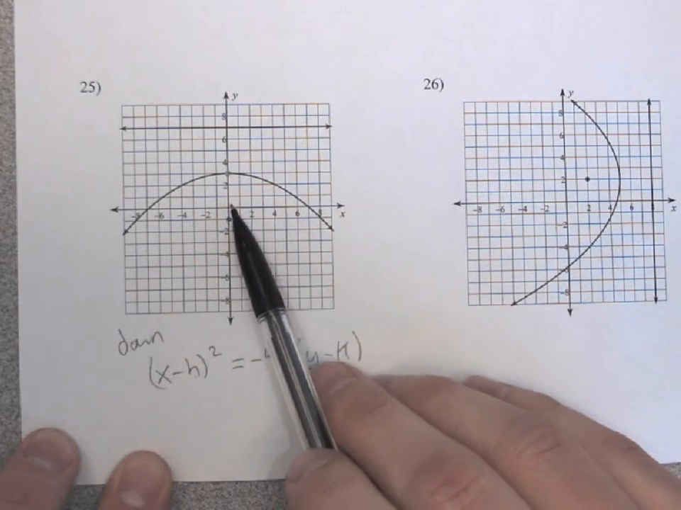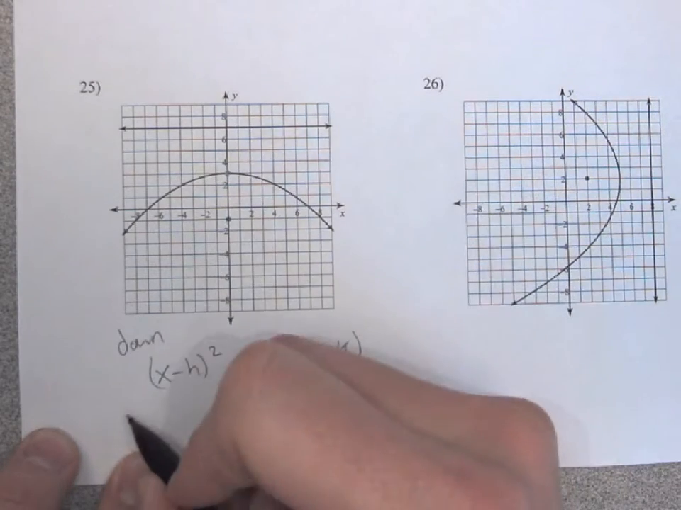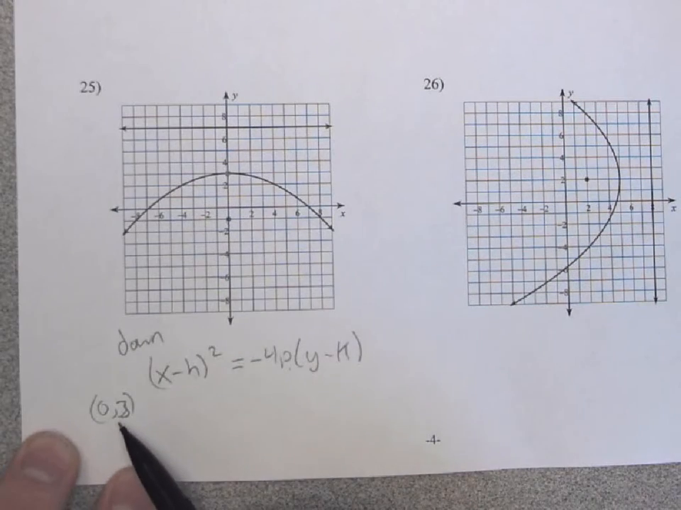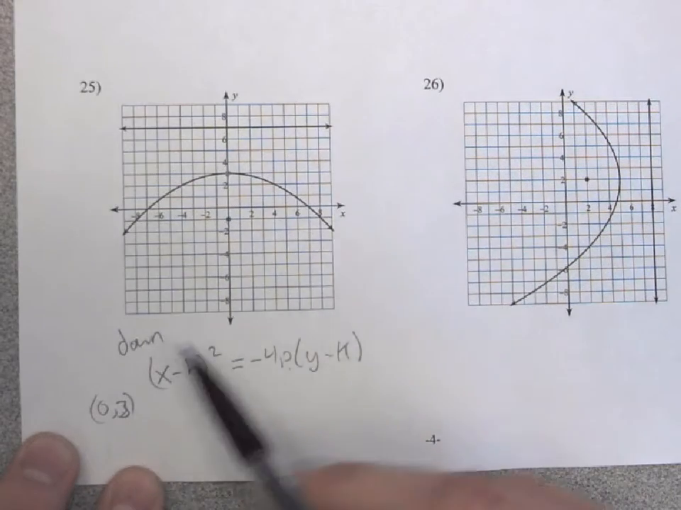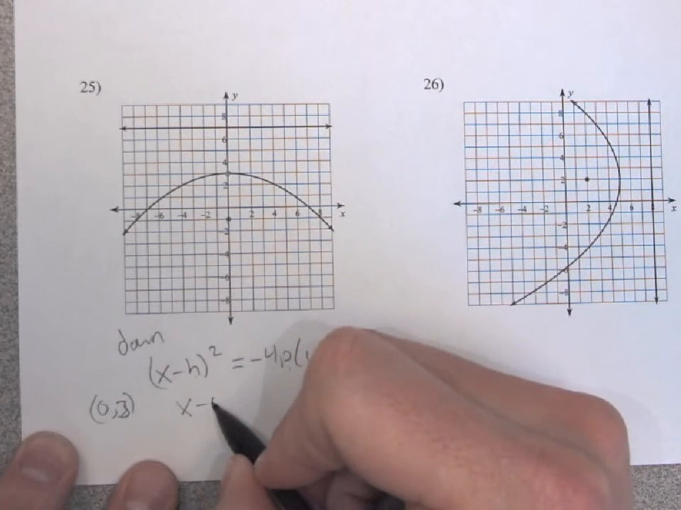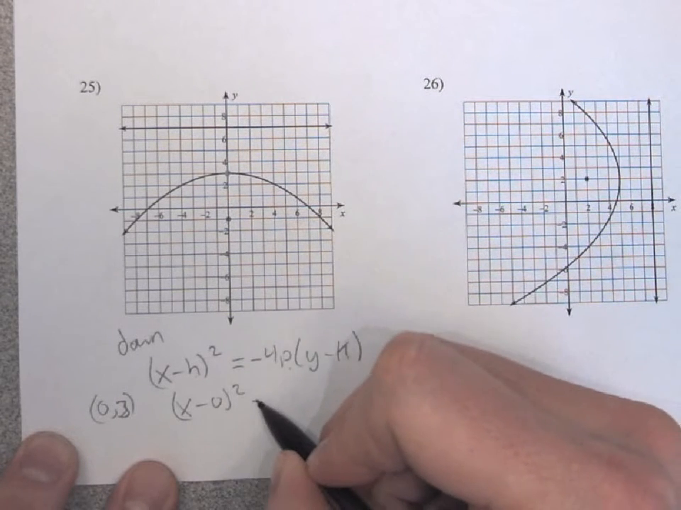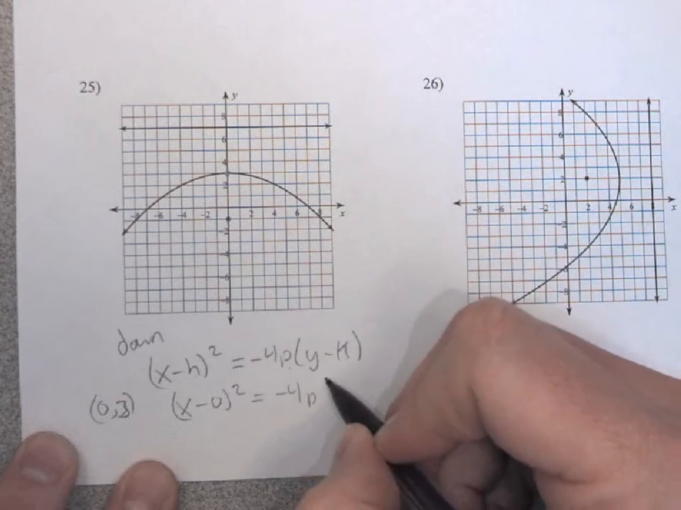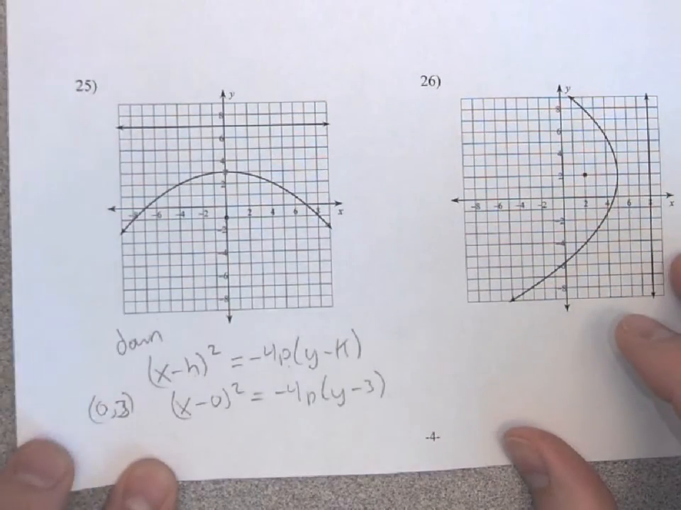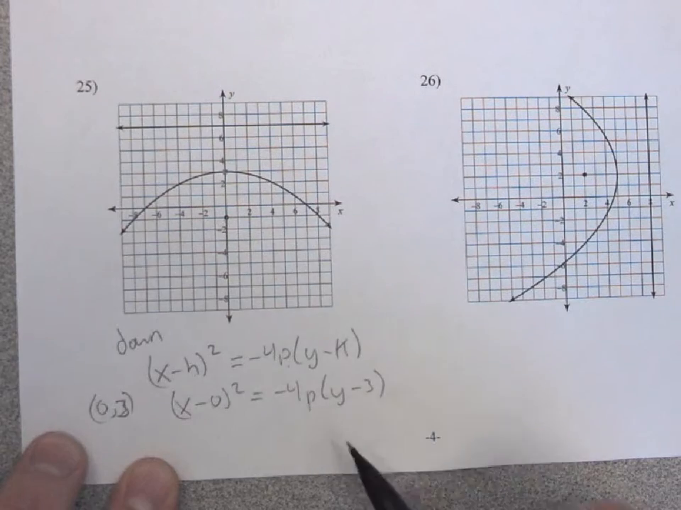And that point is 0, 3. So 0, 3 is our vertex, which means that's our h and our k. So when we put those pieces in, we're going to have x minus 0 squared equals negative 4p times y minus 3. And we need to get that p in there.